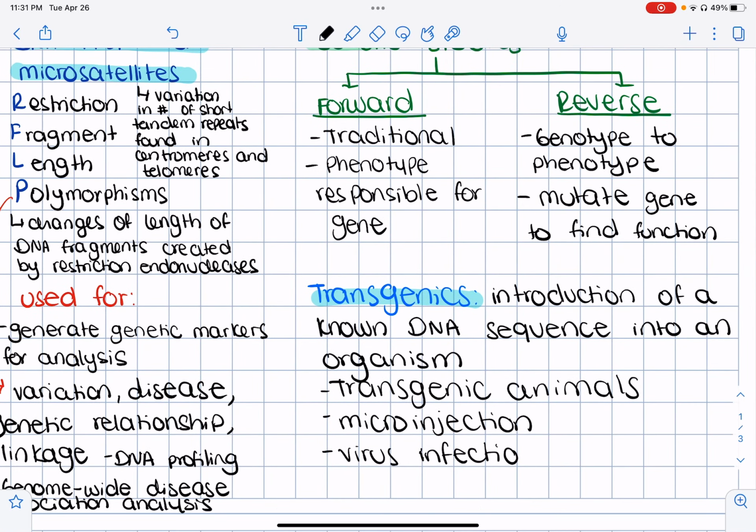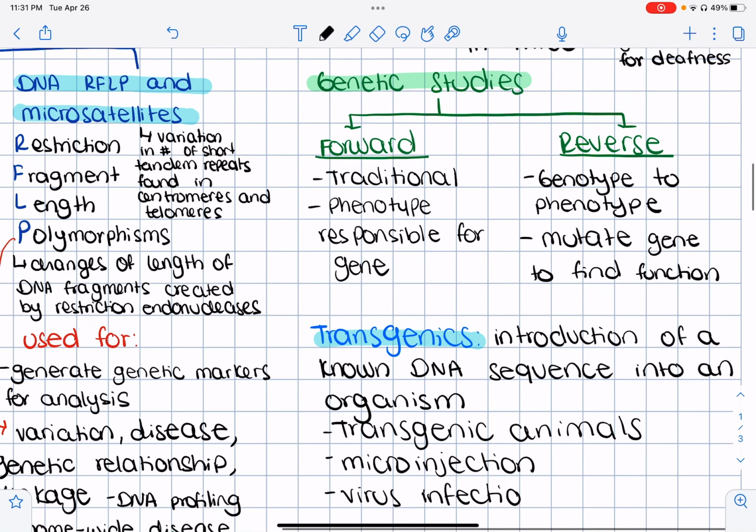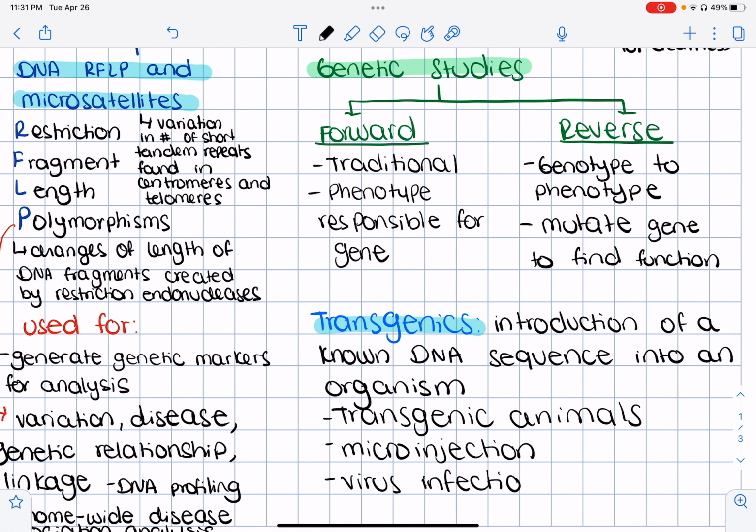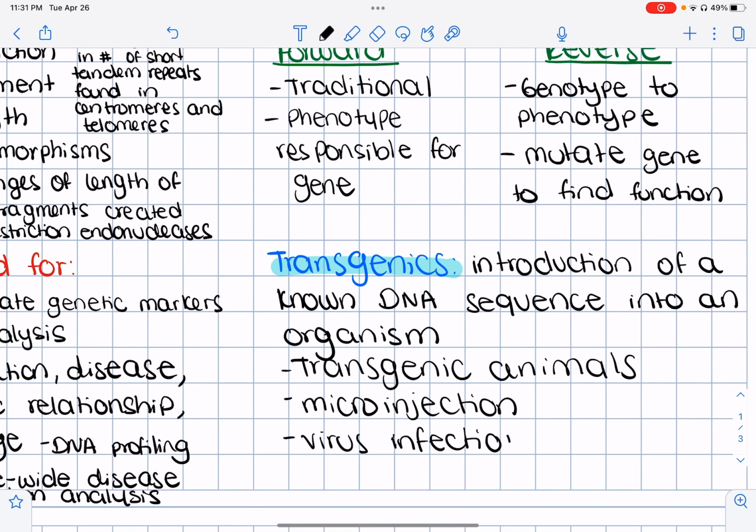And out of all of this, we have transgenics. From the CRISPR technology, we also have something similar, akin, which is transgenics, which is the introduction of a known DNA sequence into an organism. And this creates transgenic animals, with different effects to virus infections, and this can be done through microinjections.